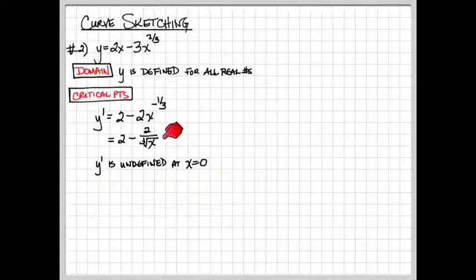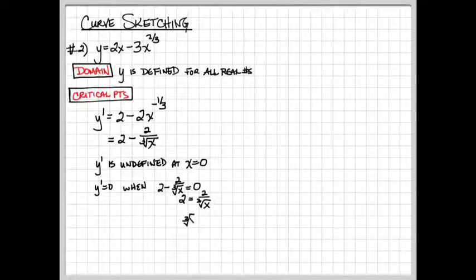so that's not allowed. It's a little bit harder to see where this particular function is going to be equal to 0, so just go ahead and set it equal to 0 and solve. Just doing some algebra, you'll end up with x equals 1 as the other location where the first derivative equals 0. This is going to give us two critical points, and while we're at it, let's go ahead and find the points in the function themselves.